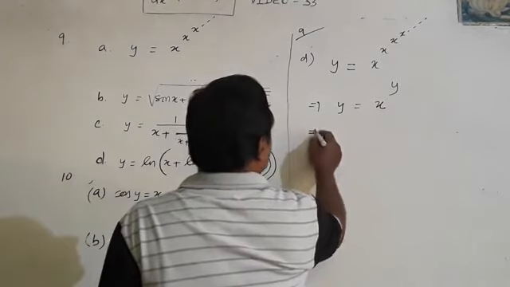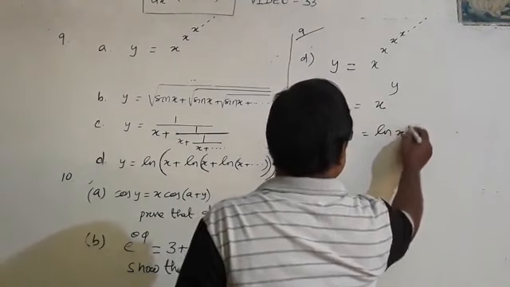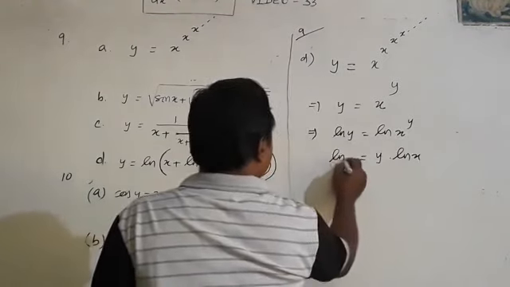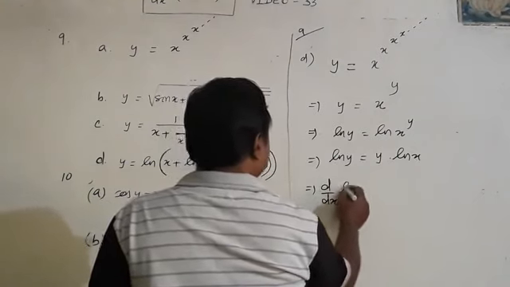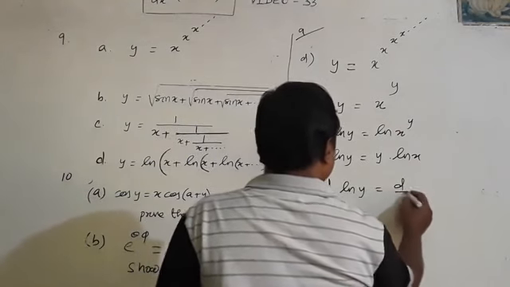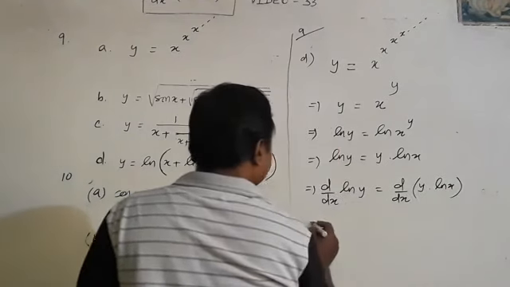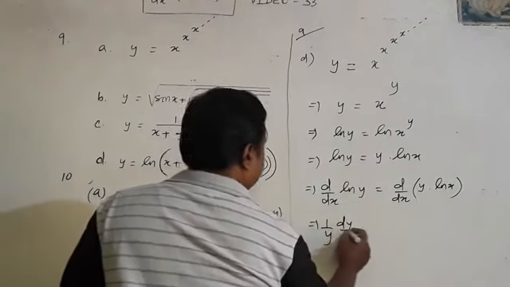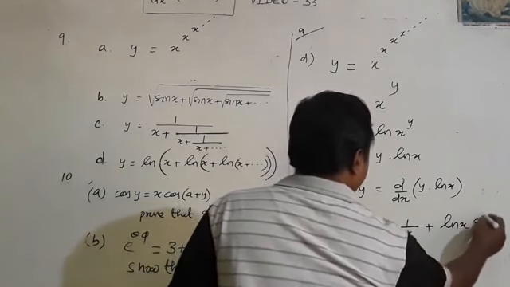Now you have come to the position y is equal to x to the power y. Ln y is equal to ln of x to the power y, taking y into ln x. Now ln y is equal to this. Differentiating, d by dx of ln y is equal to d by dx of y ln x. Now when you differentiate this, it becomes 1 by y dy by dx is equal to y, the derivative of ln x, which is 1 by x, plus ln x dy by dx.